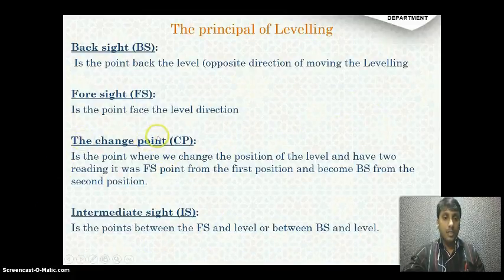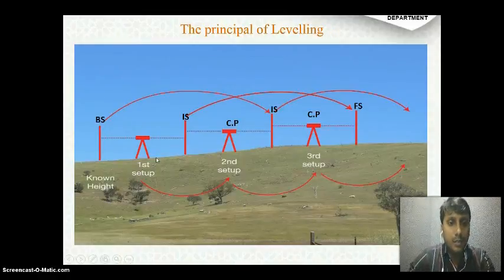Next one is the change point. Whenever you change your equipment position, that is known as a change point. The change point is the point where we change the position of the level and have two readings. It was a foresight point from the first position and becomes a backsight from the second position. In the beginning, it is a bit confusing to understand. If you concentrate clearly here, you can understand what the change point is.